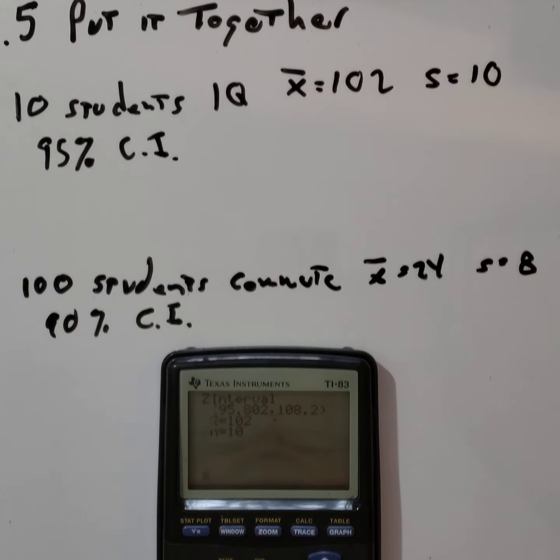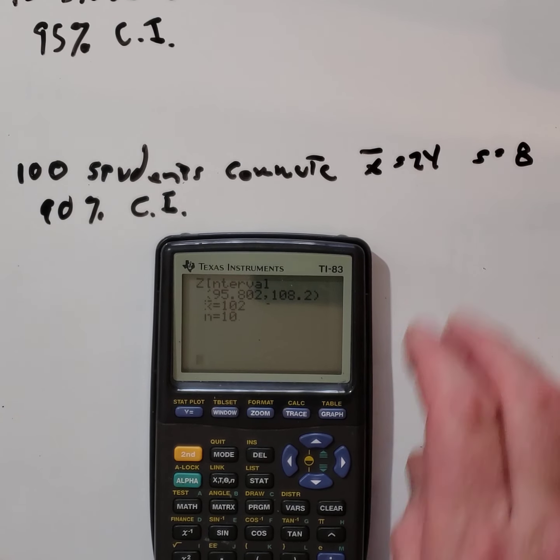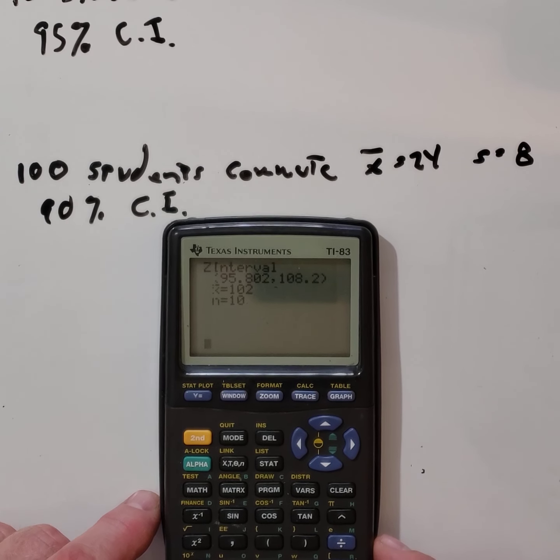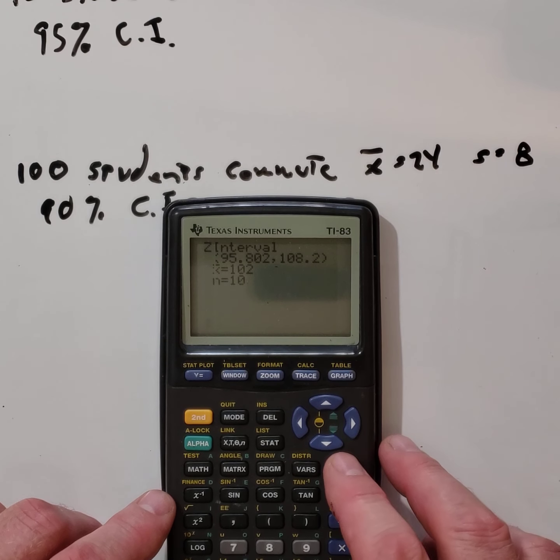So let's look at the next one here. We survey 100 Jefferson College students and find that the average commute time for that sample is 24 minutes with a standard deviation of 8, and we want a 90% confidence interval for the actual average commute time for the population of Jefferson College students.